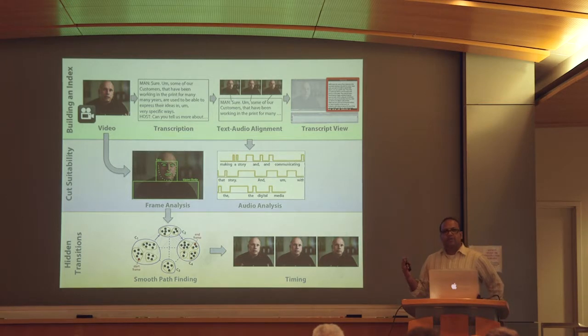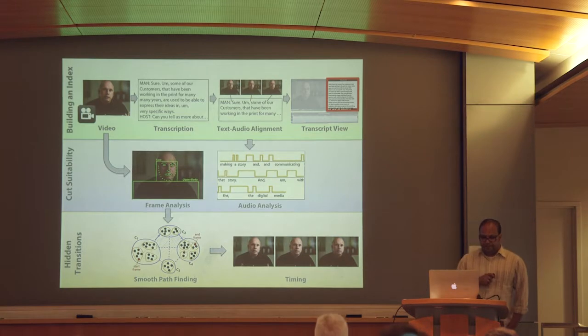All right, so our interface is based on three main algorithmic components. One for building this transcript-based index, one for computing those vertical blue bars, we call them cut suitability bars, and one for computing the hidden transitions between the frames. I'm just going to briefly touch on all three of these.